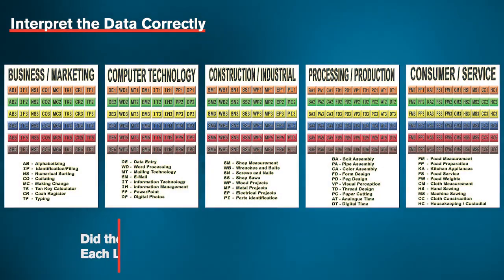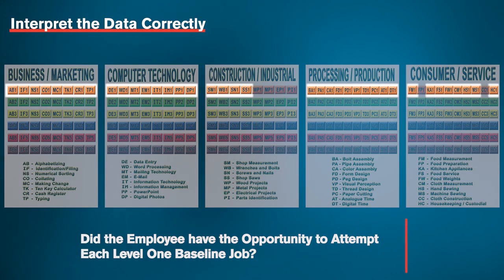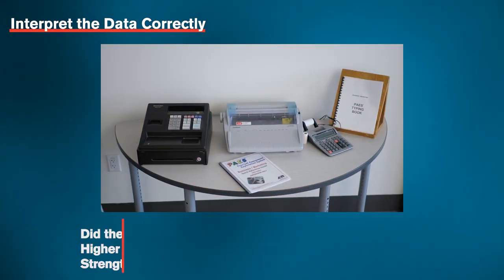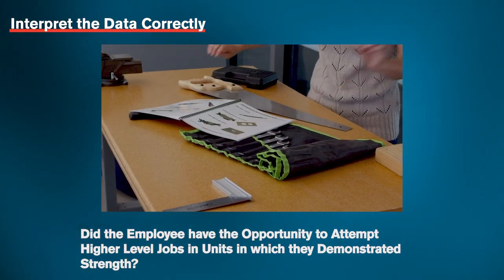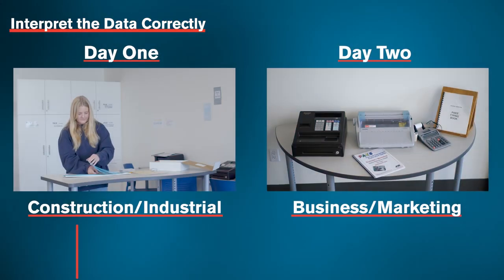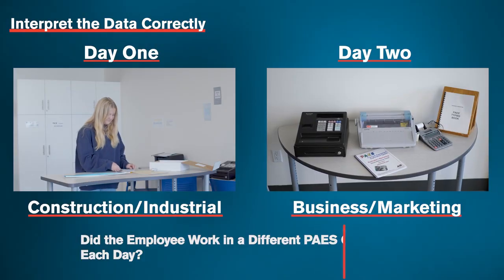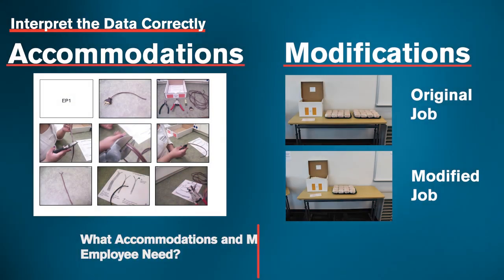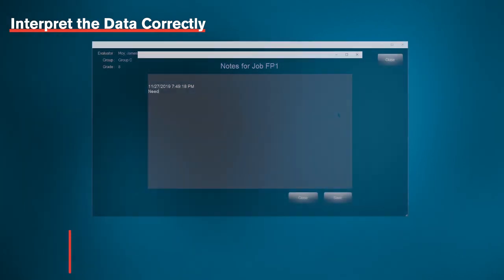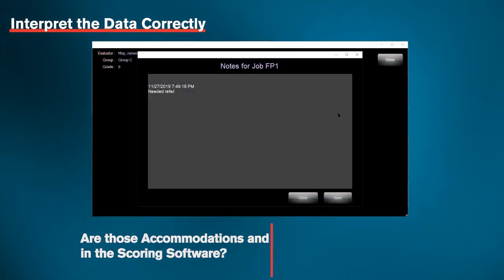Did the employee have an opportunity to attempt each Level 1 baseline job? Did the employee have an opportunity to attempt higher level jobs in units in which they demonstrated strength? Did the employee work in a different PAES component each day? What accommodations or modifications did they need? Are those accommodations and modifications recorded in the scoring software?